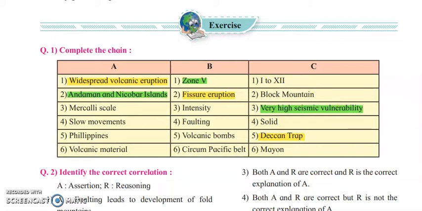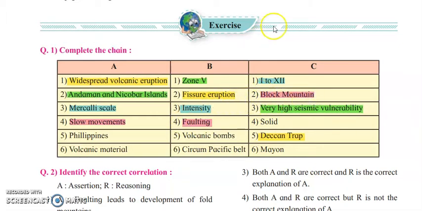Next is Mercalli scale. We all know Mercalli scale, Richter scales, they are the tools which are used to calculate the intensity and energy. So Mercalli scale is used to calculate the intensity, and the range of intensity is between 1 and 12. After that we have next, slow movements. Slow movements are the movements which occur very slowly and they create a faulting, and Block Mountain is an example of it.